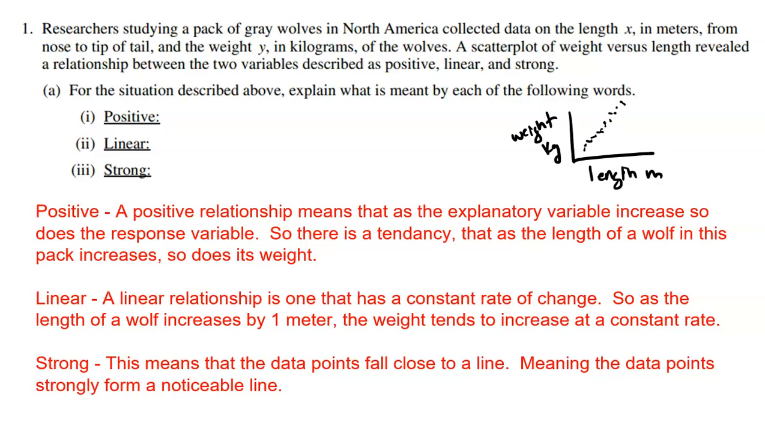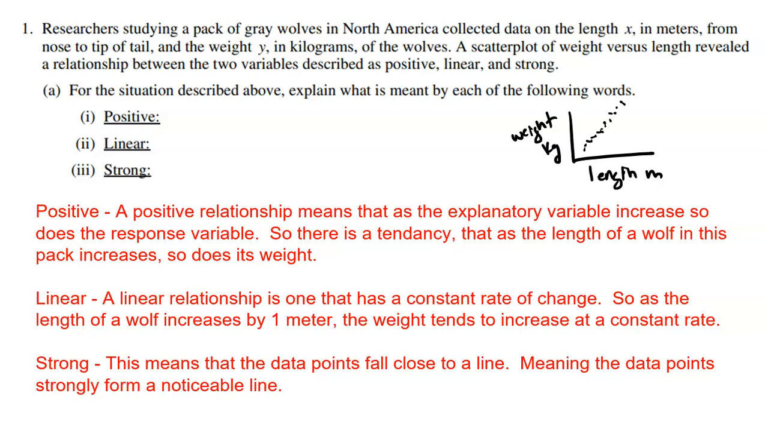Okay, so what do each of these words mean? Well, a positive relationship means that as the explanatory variable increases, so does the response variable. So there must be a tendency that as the length of a wolf in this pack increases, so does its weight. Easy. As X goes up, so does Y, but make sure you have the context here. As the length of a wolf goes up, there's a tendency that its weight increases as well.